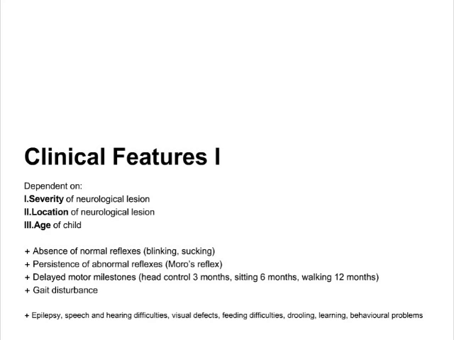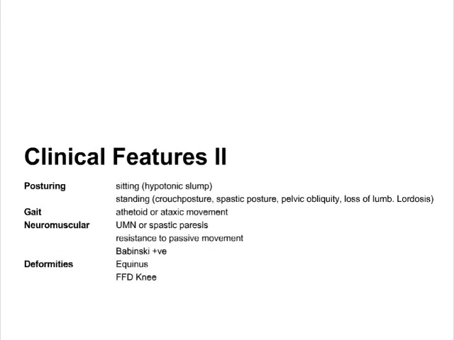In addition to that, because we've talked here about the orthopaedic clinical features, but because this is primarily a neurological condition causing this, there could be another spectrum of neurological issues, including epilepsy, speech and hearing difficulties, visual defects, feeding difficulties, drooling in the more severe end of the spectrum, and then learning and behavioural problems. On examination, there can be abnormal posturing. With a hypotonic cerebral palsy, you've got a hypotonic slump, an extension of the lower limbs.